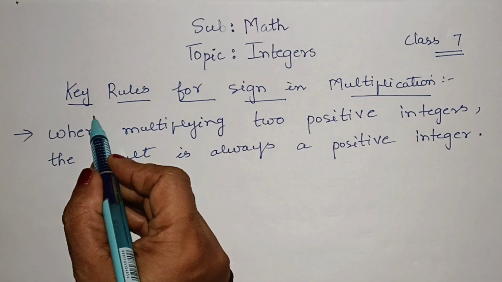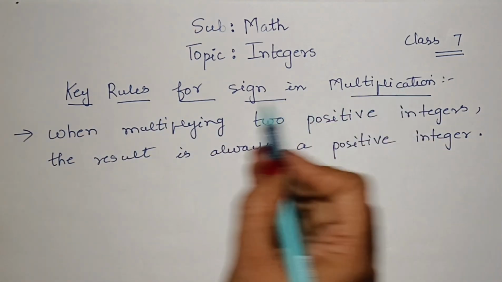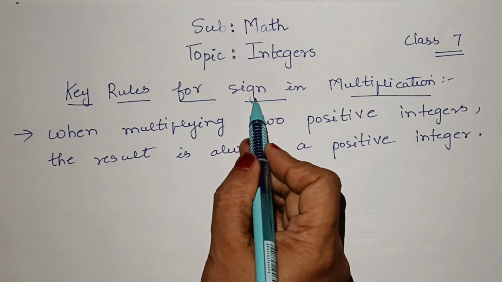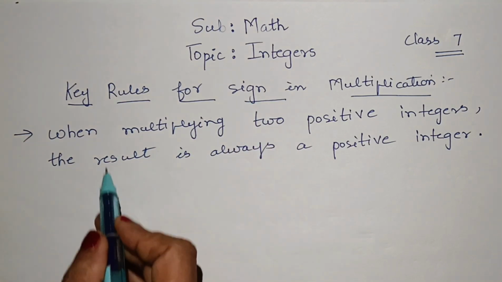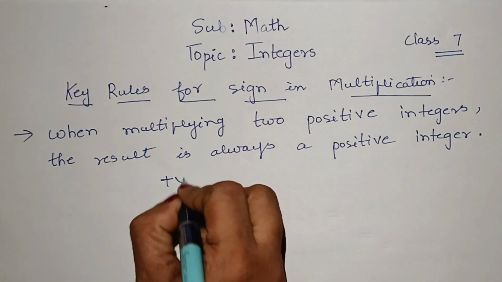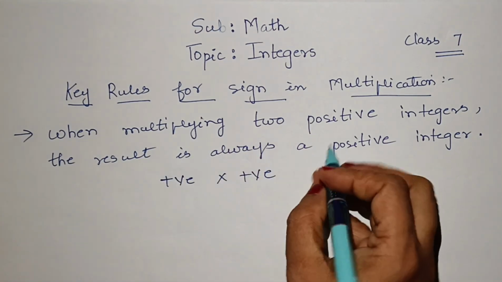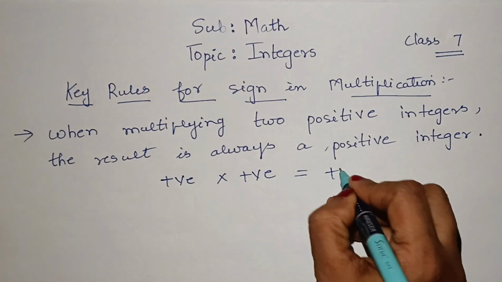Today, we are going to learn key rules for sign in multiplication. Sign positive, negative. Now, let's see the first rule. When multiplying two positive integers, it means positive into positive. The result is always a positive integer.